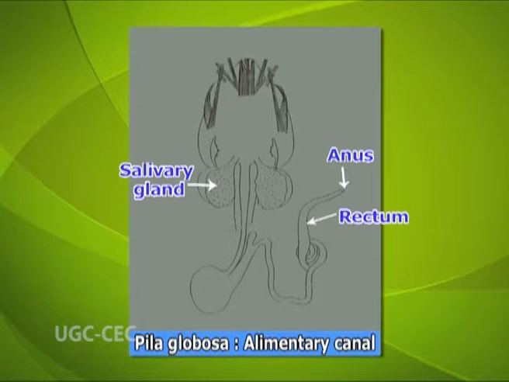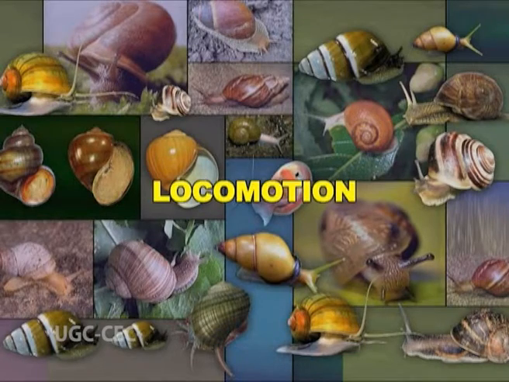There are two salivary glands situated one on each side of the esophagus. The liver is black in color. Locomotion. Pila moves very slowly by creeping on the substratum by its foot.